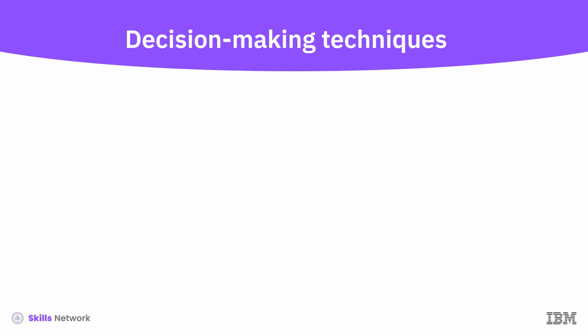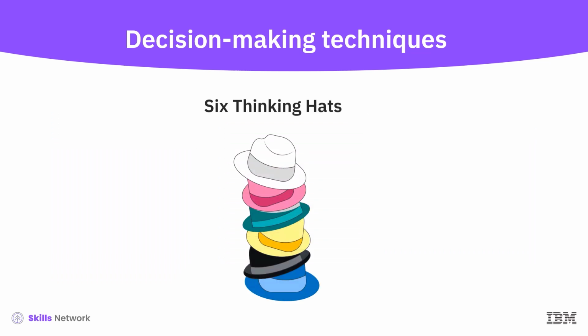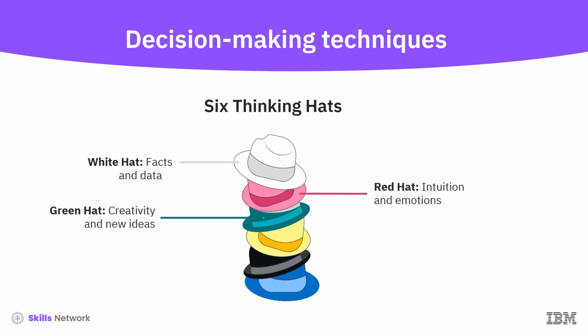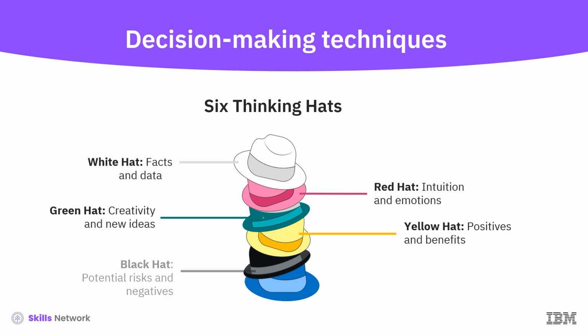Another useful technique is Six Thinking Hats, which explores different perspectives on a problem. This method involves white hat, focusing on facts and data, red hat, for intuition and emotion, green hat, encouraging creativity and new ideas, yellow hat, focusing on positives and benefits, black hat, covering negative aspects and potential risks, and blue hat, managing the thinking process.